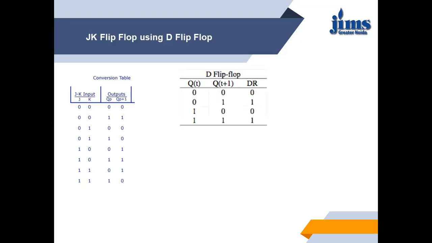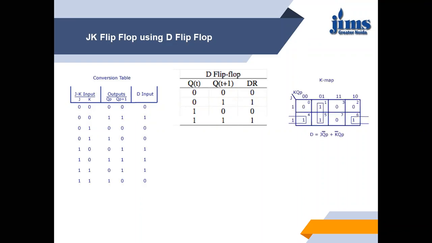Now with the help of the excitation table of the D flip flop, find out the input combinations. When the present state is 0, next state is 0, the D input is 0. Present state 1, next state 1, D is 1. Present state 0 or 1, next state 0, so D is 0. In this way, we find out the excitation inputs for the D flip flop.